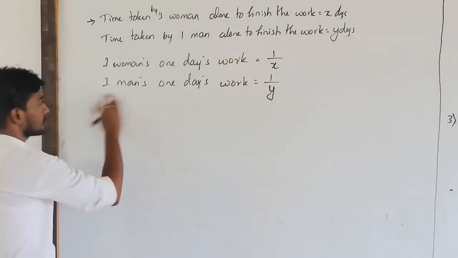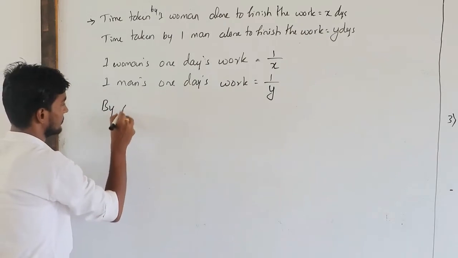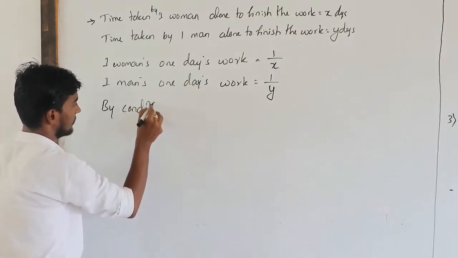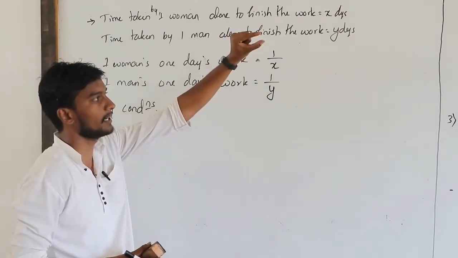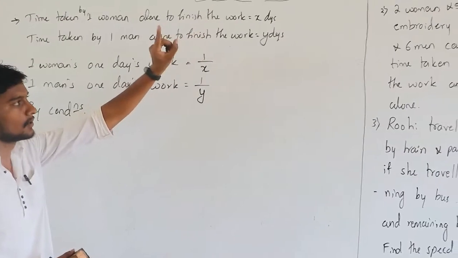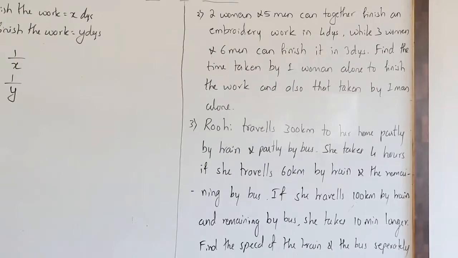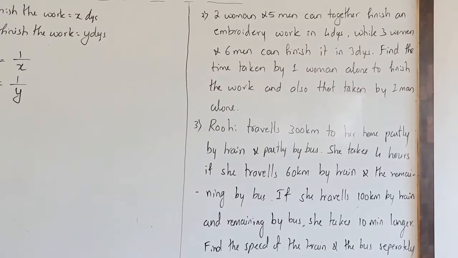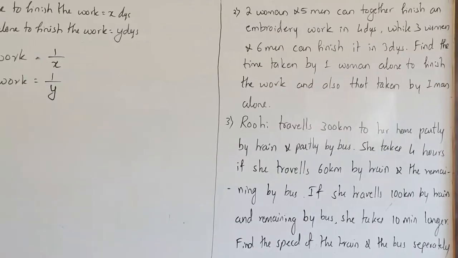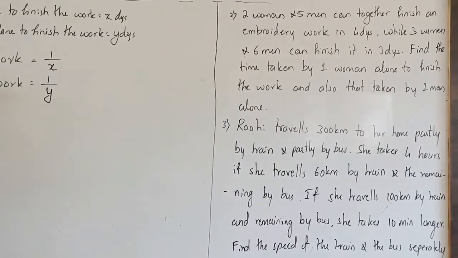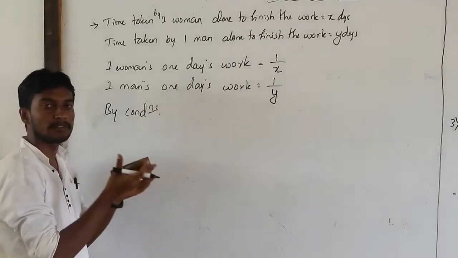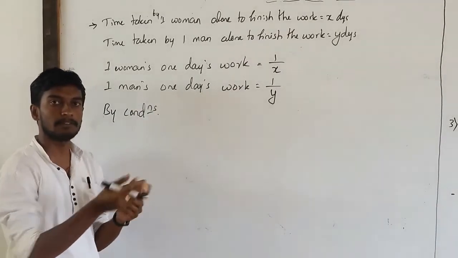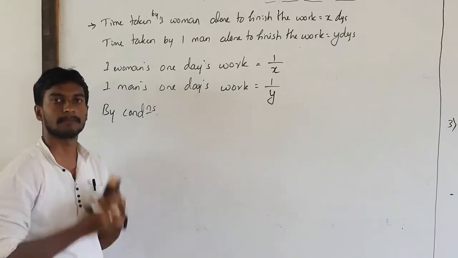So here there are 2 conditions. What are the conditions they have given? In the first condition, how many women and how many men are there? There are 2 women and 5 men, and they can finish the work in 4 days. One woman's 1 day work is 1 by X, which means 2 women's 1 day work is 2 divided by X.